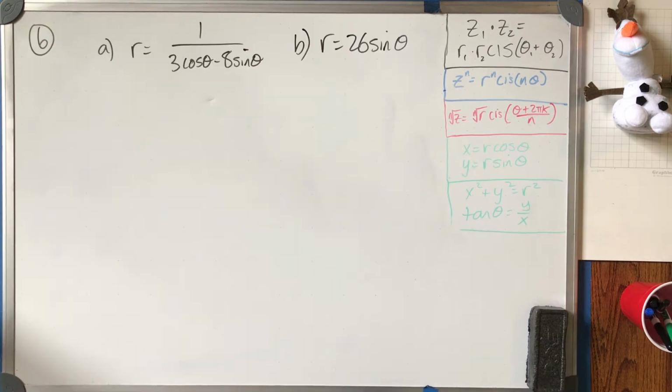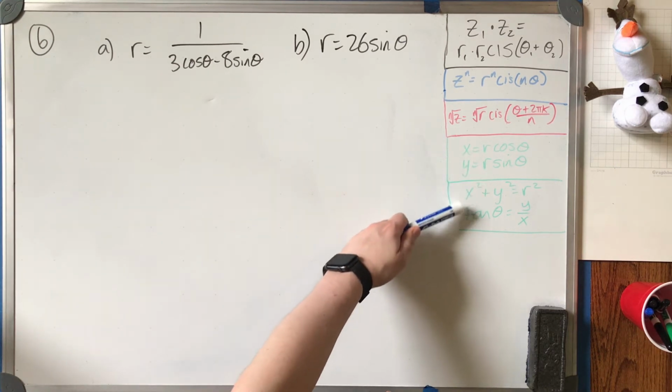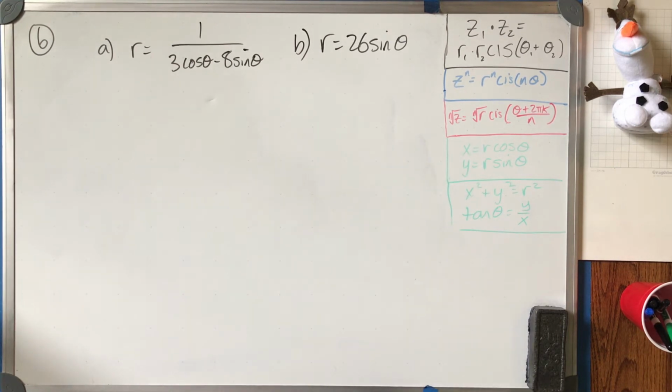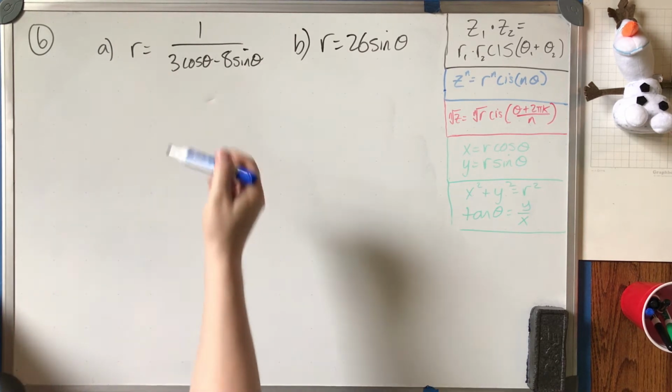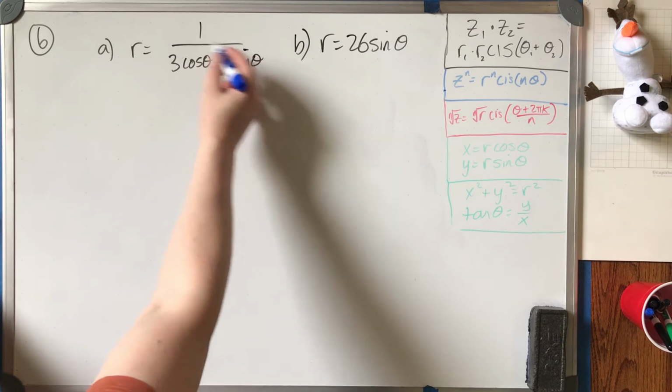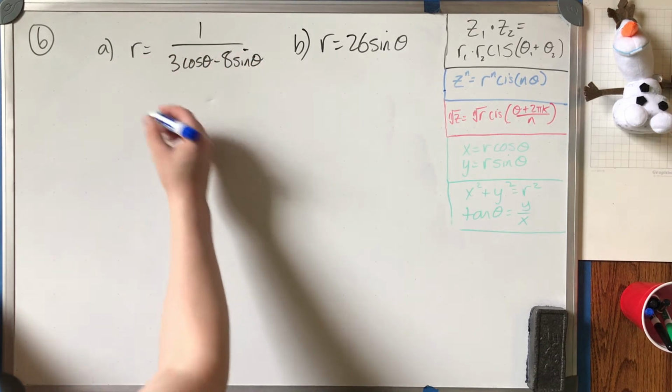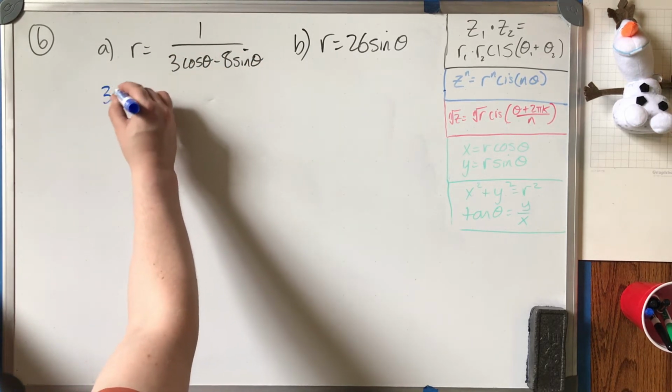For 6, A, B, C, and D, we're being asked to convert the polar equations into rectangular equations. So we're basically looking for one of these 4 things way down here. And if we don't have them, we will try to create them by multiplying both sides by something. So here, I'm just going to get these out of the denominator by multiplying them to the other side, and I'll distribute that r through as I do that.